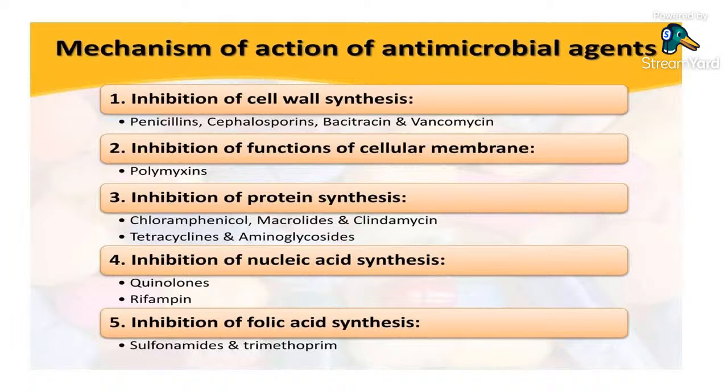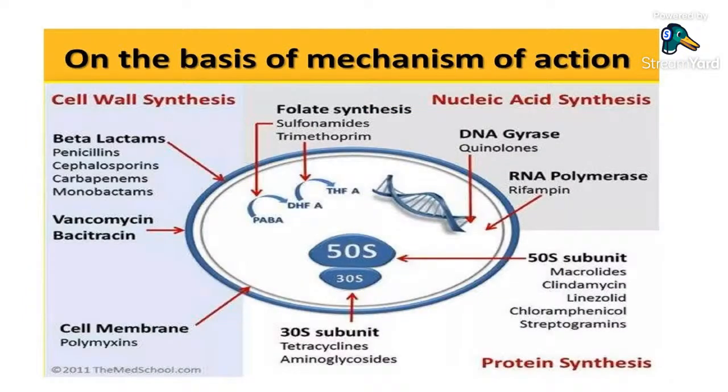First, inhibition of cell wall synthesis, like penicillin, cephalosporin, bacitracin, and vancomycin. Inhibition of the function of the cellular membrane, like polymyxin. Inhibition of protein synthesis: macrolides, clindamycin, tetracycline, and aminoglycosides. Fourth, inhibition of nucleic acid synthesis, like quinolones and rifampicin, and inhibition of folic acid synthesis, like sulfonamide and trimethoprim.